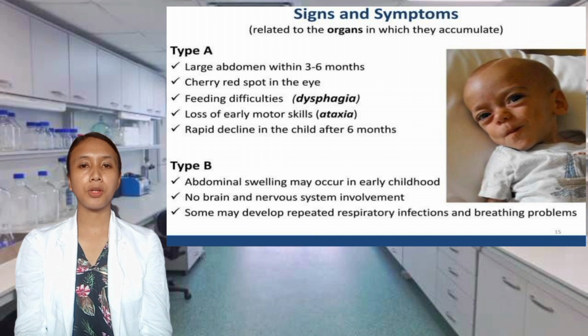In type B, abdominal swelling may occur in early childhood. No brain and nervous system involvement. Some may develop repeated respiratory infections and breathing problems.